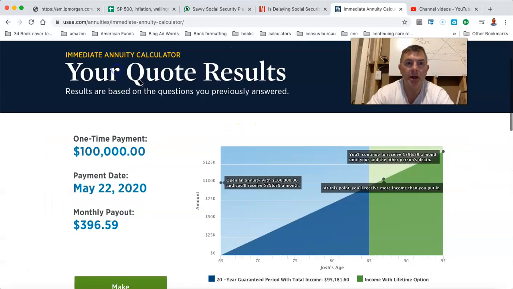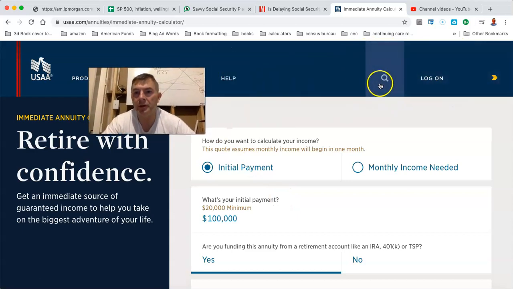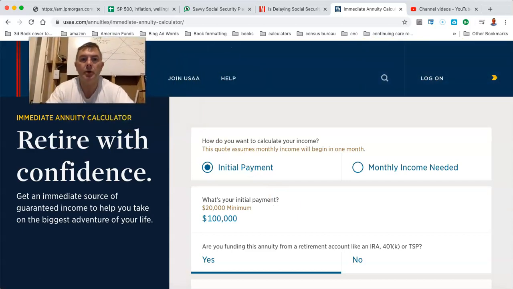If we go to USAA.com, we click on income. You just type in income annuities in the little box right here, and it takes you to our income annuity page. Now remember, an income annuity is where you put a certain amount of money to an insurance company, and in return, they give you guaranteed income for a certain period of time. It's literally that simple. I'm saying to the insurance company, here's $100,000. We're going to use $100,000 in this case. And thus, they will give you income for a certain period of time.